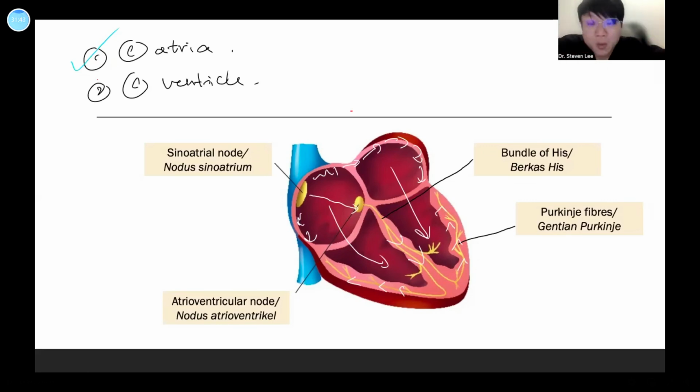When it goes to the Purkinje fibers, it means you are already at the ventricle, because the Purkinje fibers are at the ventricle of the heart. Then your ventricle will contract. When your ventricle contracts, the blood will flow out of the ventricle to your lungs and to all your body cells.